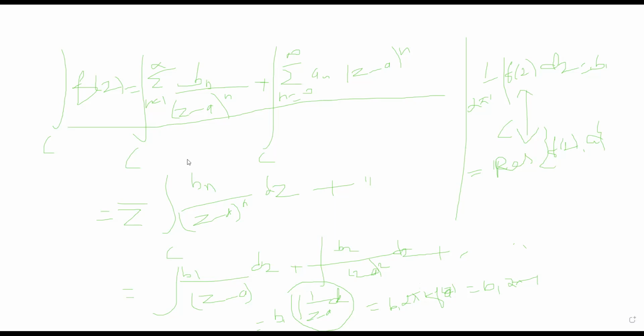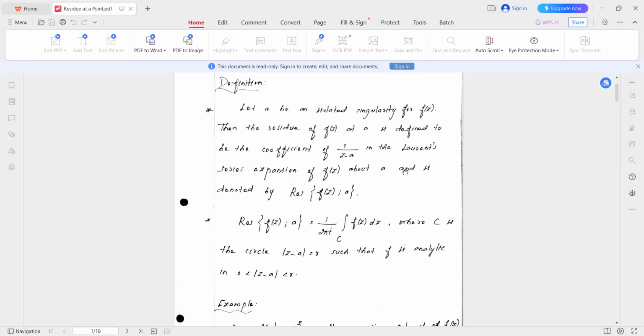So I hope the definition is clear to you. If you are asked to find the residue at a singular point, what you have to do is expand the given function and find the coefficient of 1 by z minus a, or else you can use the second formula: residue of f of z at z equals a is equal to 1 by 2 pi i integral over c f of z dz. If you find this value, then it is equal to the residue of the function at that point. Okay, so I hope the definition is clear to you all.